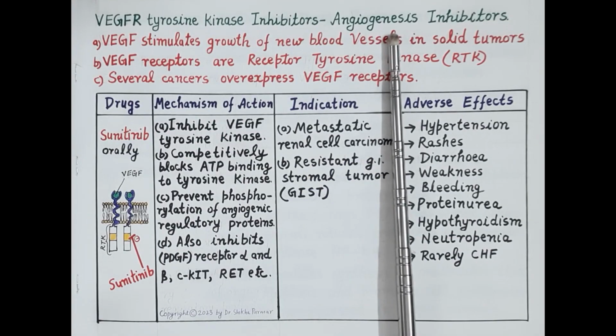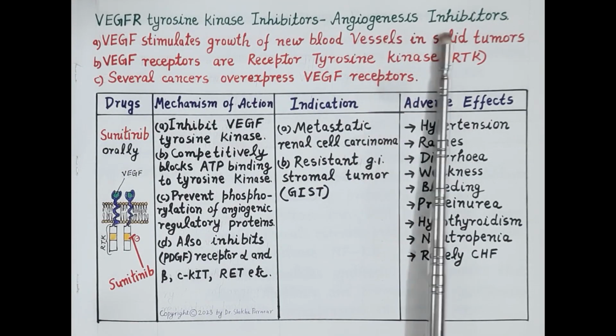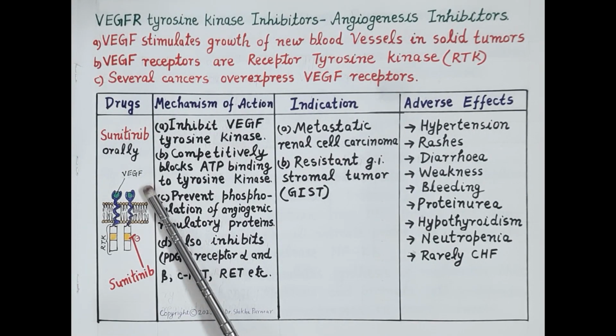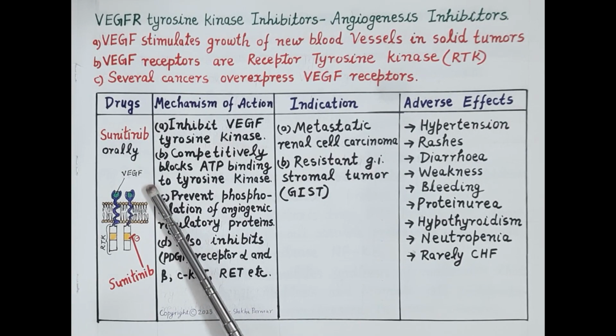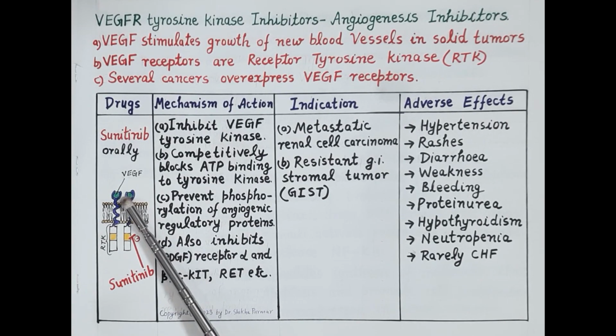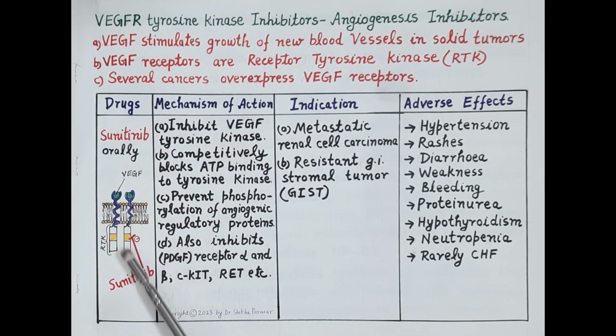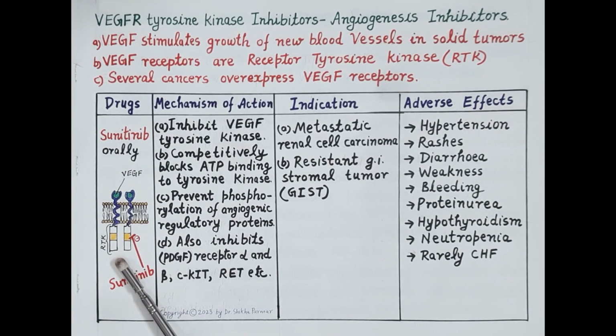Now, another category of targeted cancer drugs are angiogenesis inhibitors. Cancer cells produce vascular endothelial growth factor. This factor attaches itself to vascular endothelial growth factor receptors and stimulates growth of new blood vessels. These new blood vessels provide nutrition to the solid tumor. These receptors are tyrosine kinase receptors.